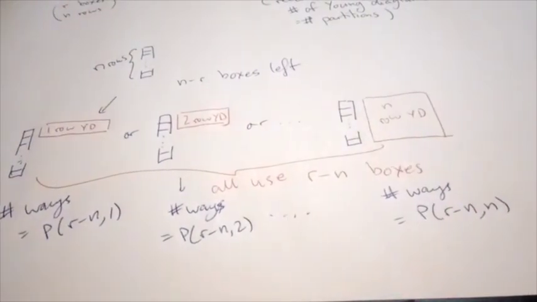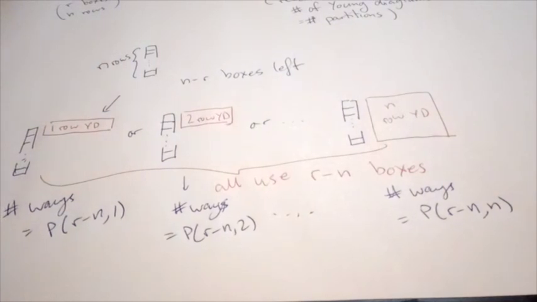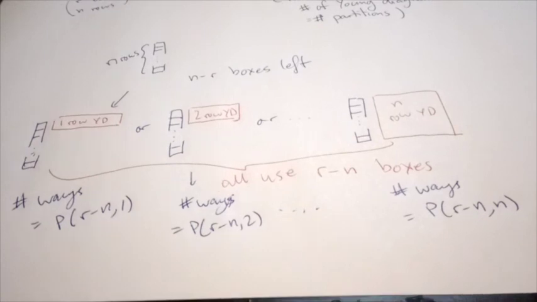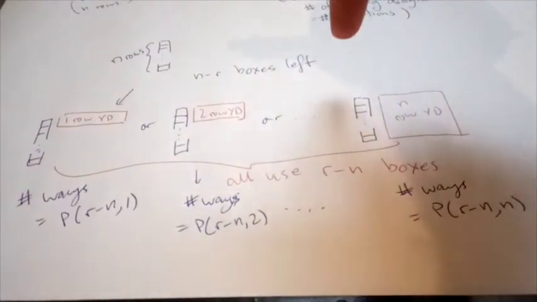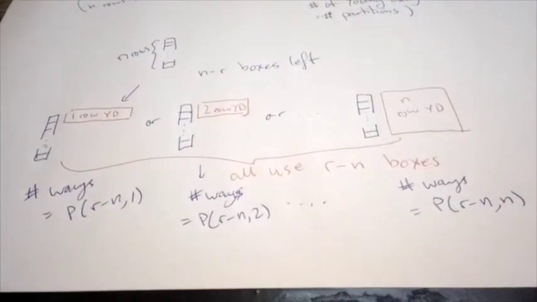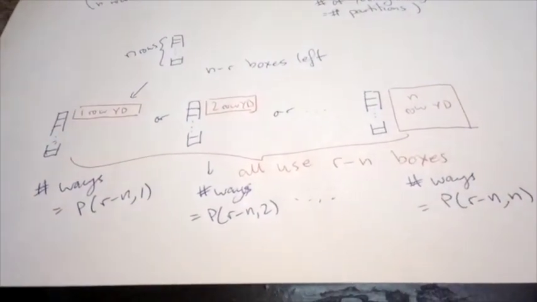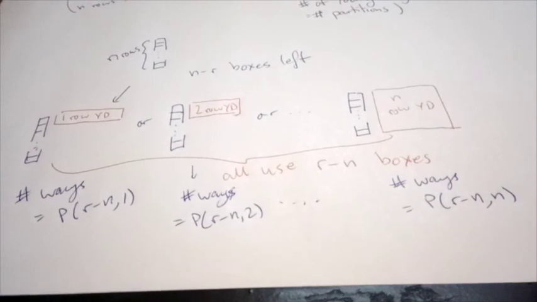Some of these it might not be possible. I might not have enough boxes to fill up all the rows. In that case, there's just no ways to do it, and I stop before I get to the end, but that's okay. And so that's basically the proof of the recurrence relation for the number of Young diagrams, or equivalently the number of partitions.